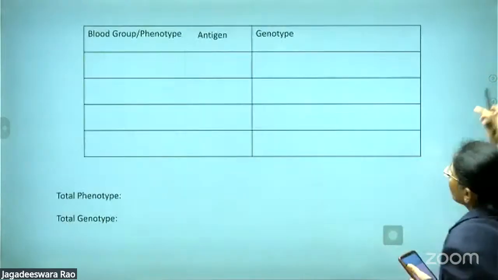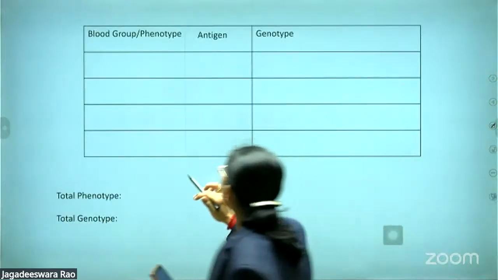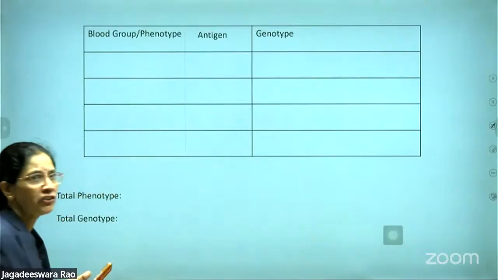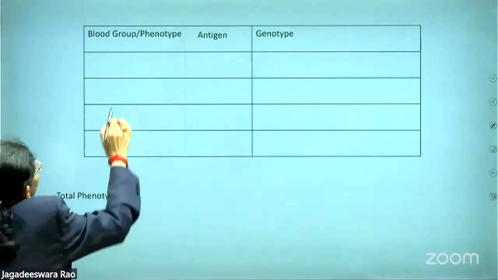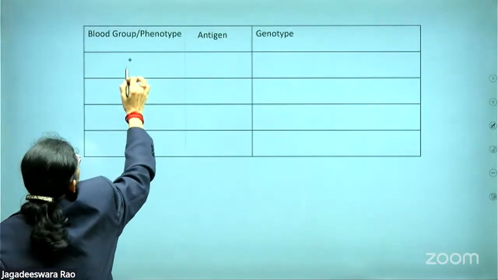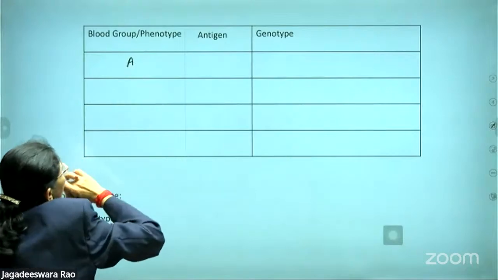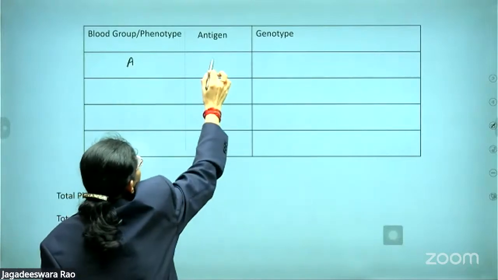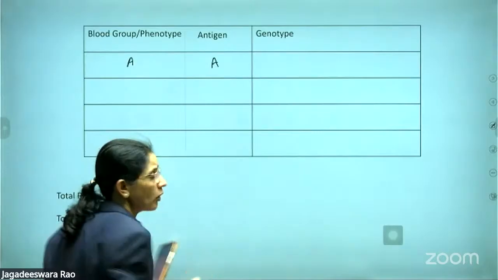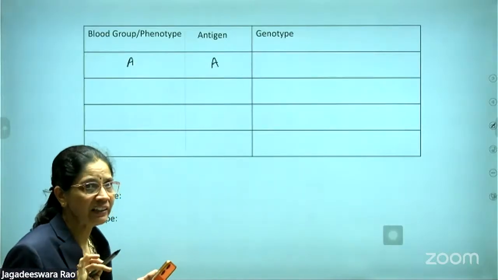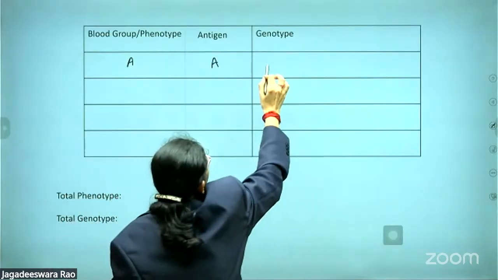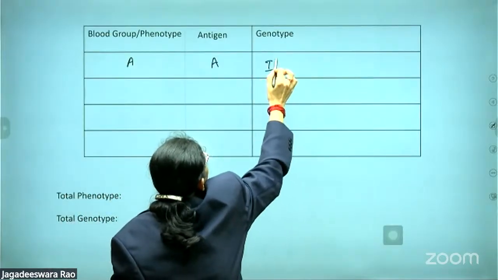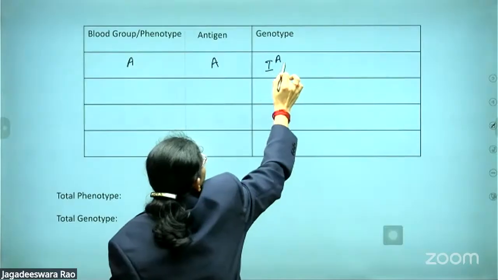Next, let us write the blood group, then the antigen present, and the genotype. This will surely help you to solve the questions. Blood group or phenotype: blood group A. This is the phenotype. And which antigen is present on the RBC surface? Sugar polymer A, which is also called antigen A. And what is the genotype? Which gene is responsible here? IAIA.